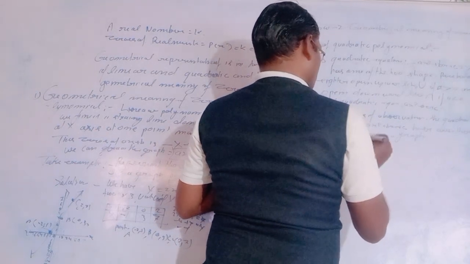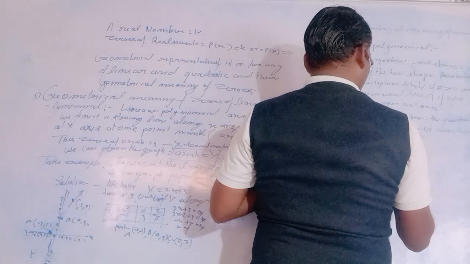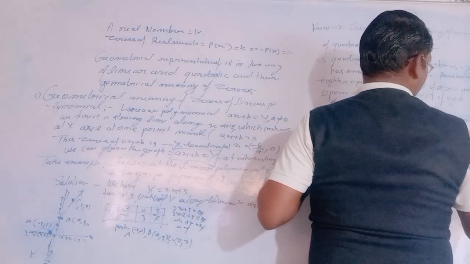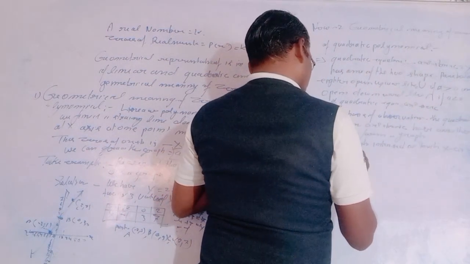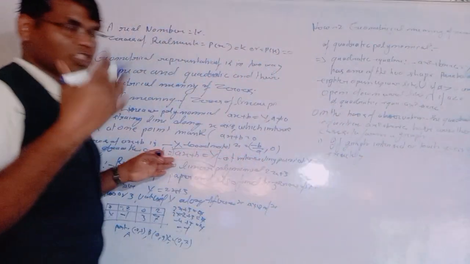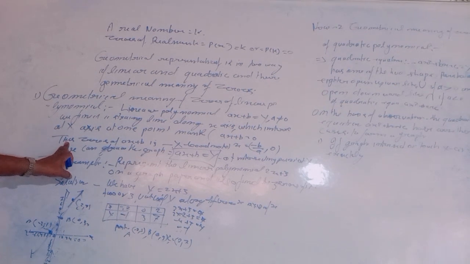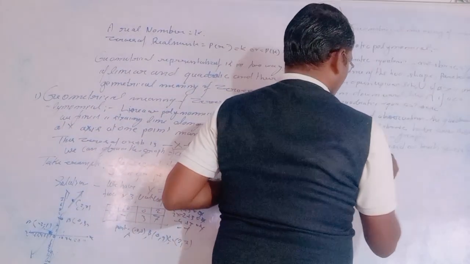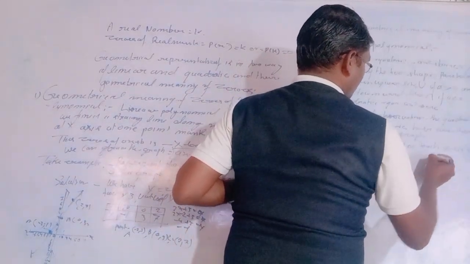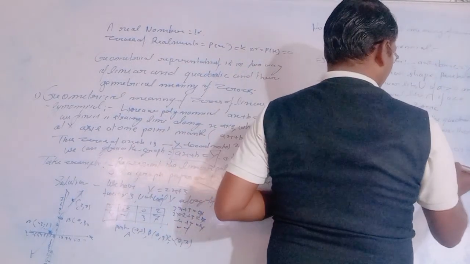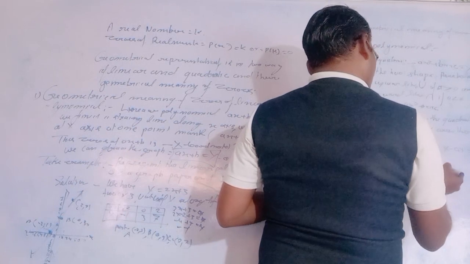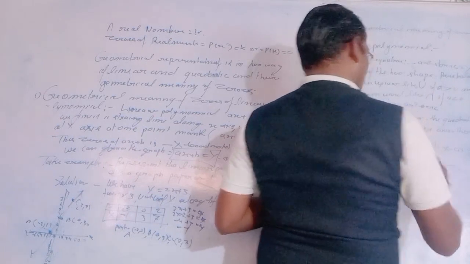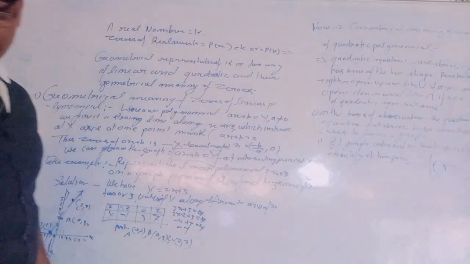Let us correct that: the first case is if the graph intersects the x-axis at exactly 2 points, like this. Suppose these are the graphs, and they intersect at 2 points.